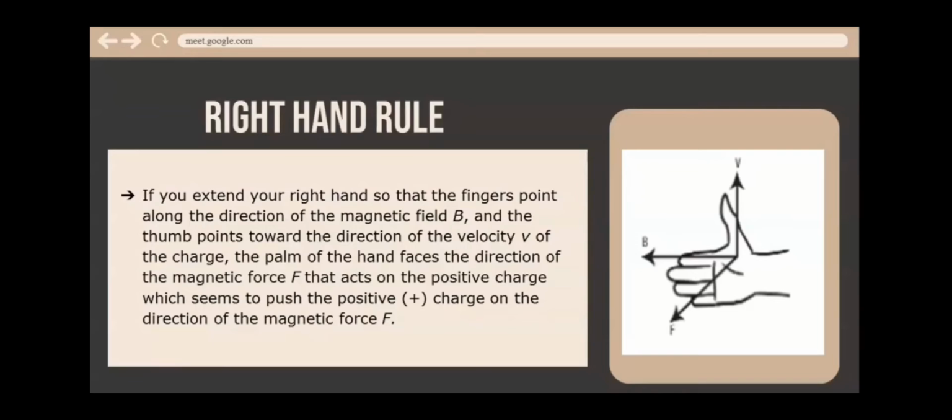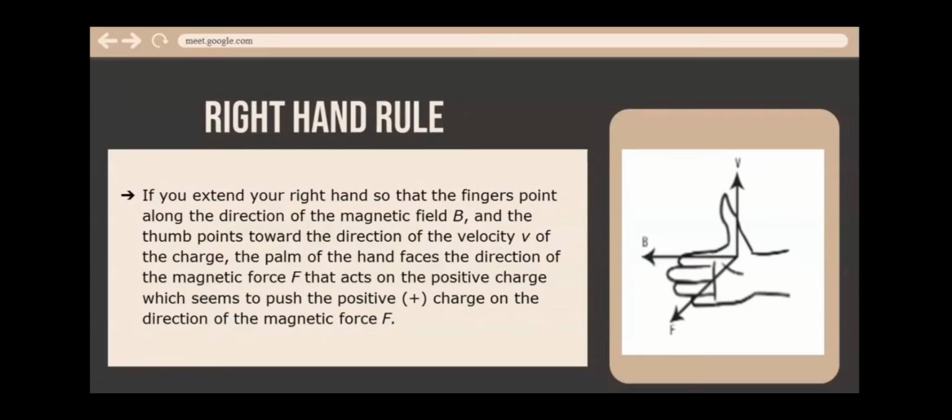It can also be seen that the direction of the magnetic force is perpendicular to both the magnetic field B and the velocity. So Fm is perpendicular to the plane defined by V and B. We can utilize the right hand rule, or RHR, to remember the direction of the magnetic force on a moving charge. If you extend your right hand so that the fingers point along the direction of the magnetic field B and the thumb points towards the direction of the velocity of the charge, the palm of the hand faces the direction of the magnetic force Fm that acts on a positive charge, which seems to push the positive charge in the direction of the magnetic force Fm.